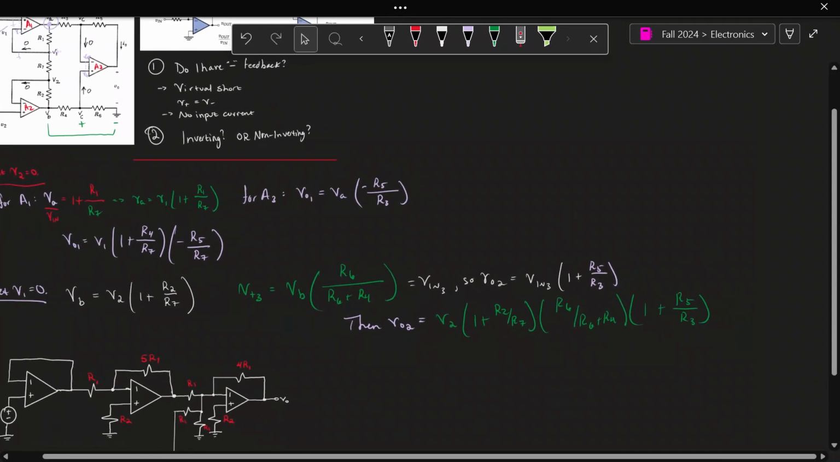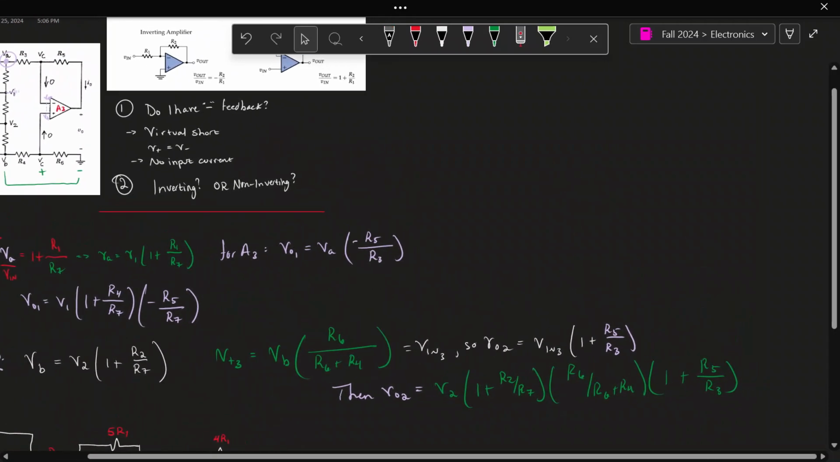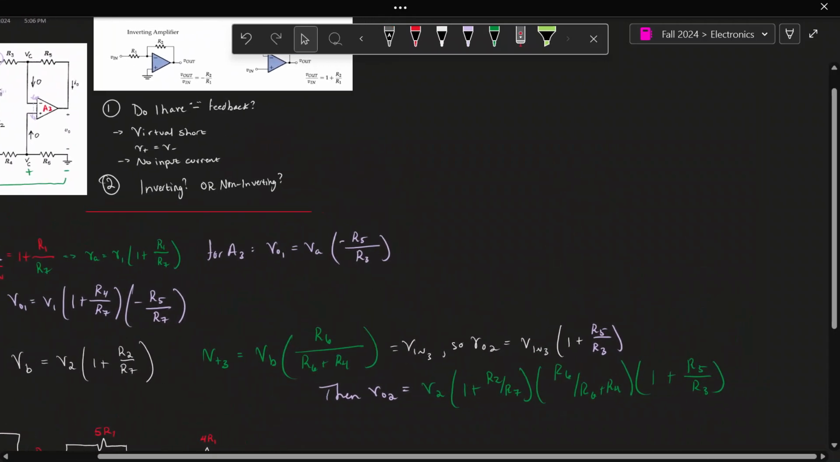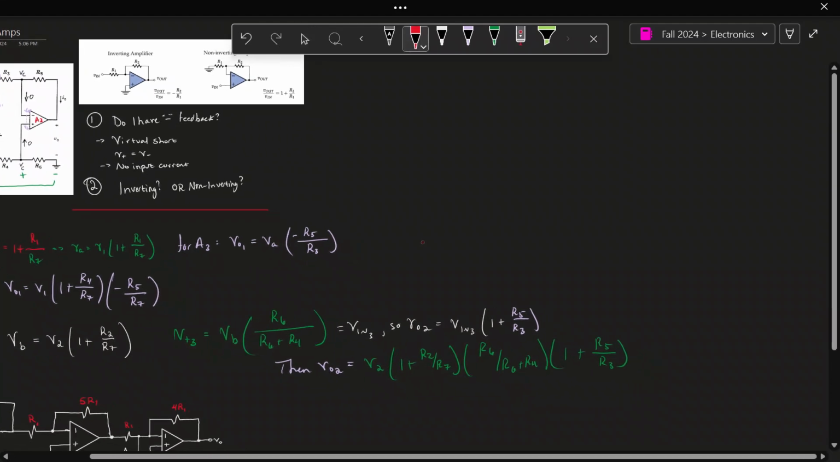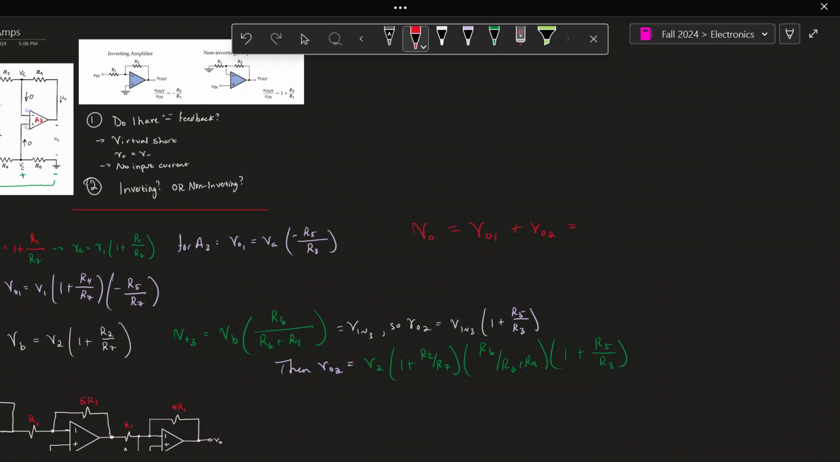There we go. Now, we don't want to find V out 2, though. We want to find V out total. So V out total, which we'll just say is V out, is equal to the addition of V out 1 and V out 2. That's what superposition is. We want to take the individual responses of each voltage and add them together to create a total voltage output. So what is V out 1?